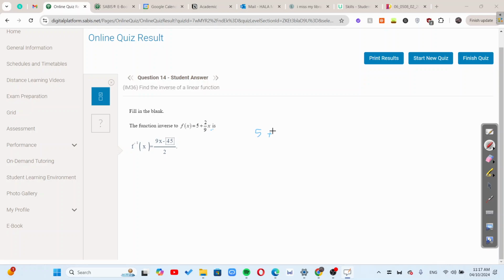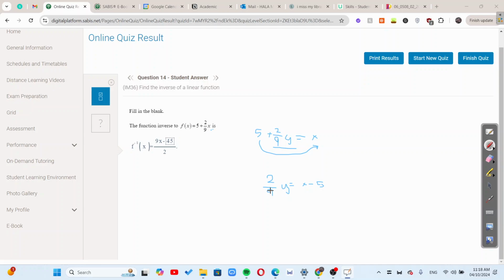5 plus 2 over 9 y equals x. So, again, move anything with y on one side and move anything with a number or x on the other. So it's 2 over 9 y equals x minus 5.